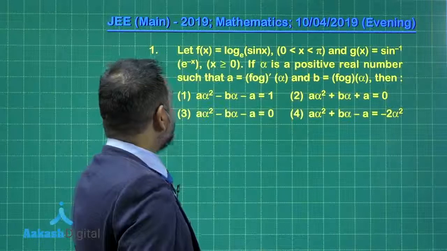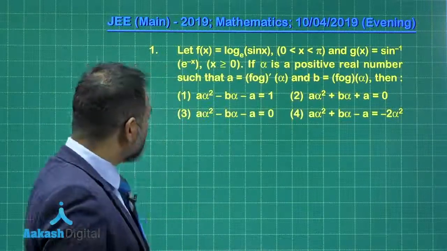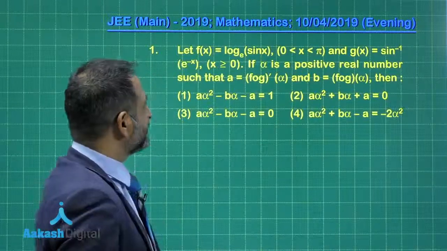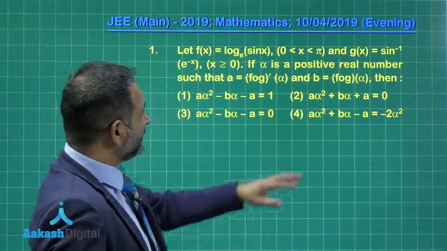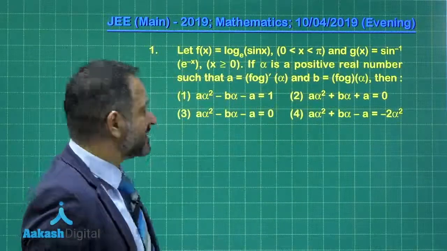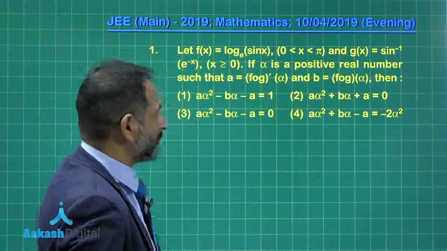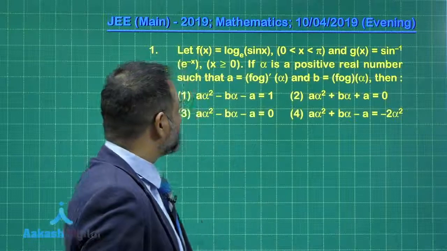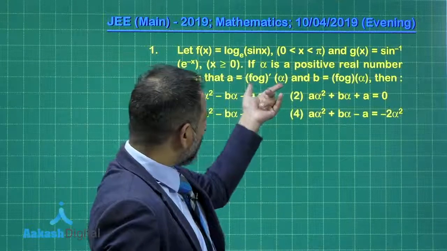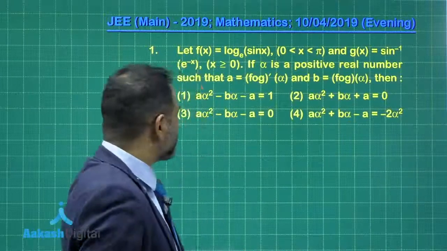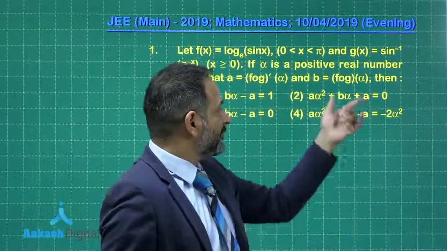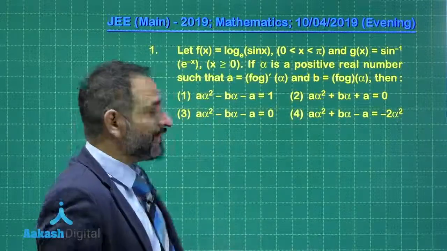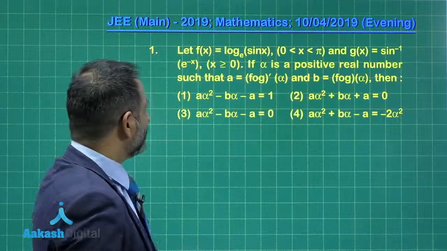It says that let f(x) is equal to log of sin x, where x is varying from 0 to pi, that is in the first two quadrants, and g(x) is sine inverse of e raised to the power minus x, where x is again greater than 0. If alpha is a positive real number such that a is the derivative of the composite function f of g(x) at alpha, and b is the value of f of g(x) at alpha, then which of the following relations will be satisfied? So let us see what is given here.